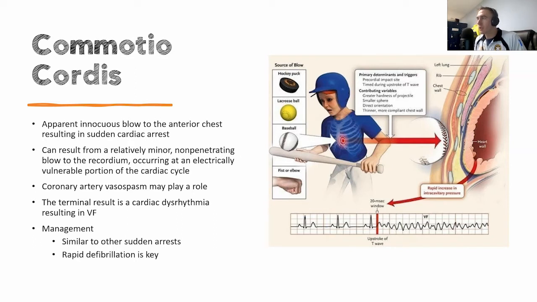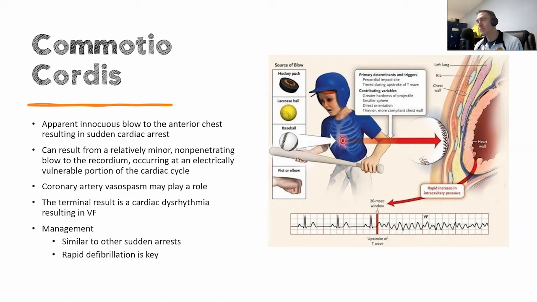This usually occurs in athletes or in anyone where there is an innocuous or discrete blow precipitating sudden cardiac arrest. They get hit in the anterior part of the chest with a fist, a baseball, a bat, a lacrosse ball, or something like that. And it can seem pretty minor, and it's usually not penetrating. And the actual pathophysiology behind this is honestly not well known.